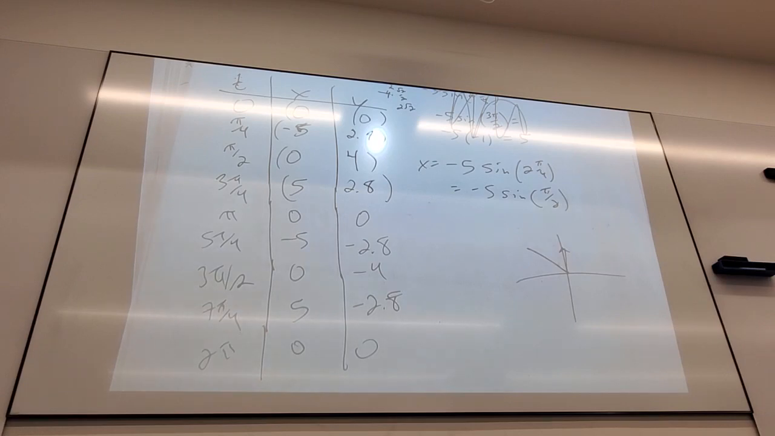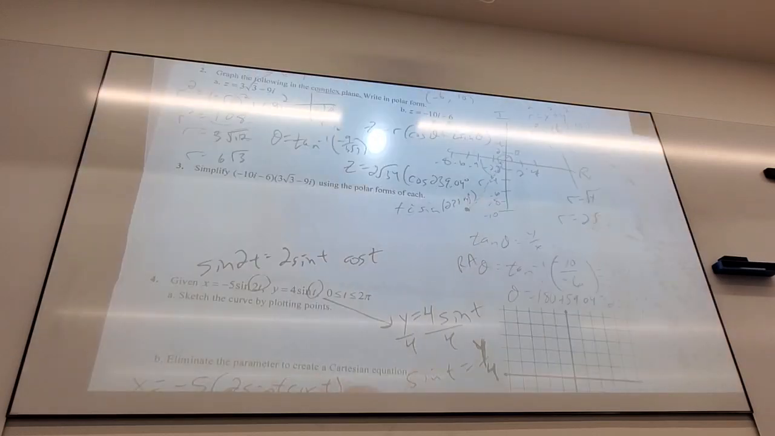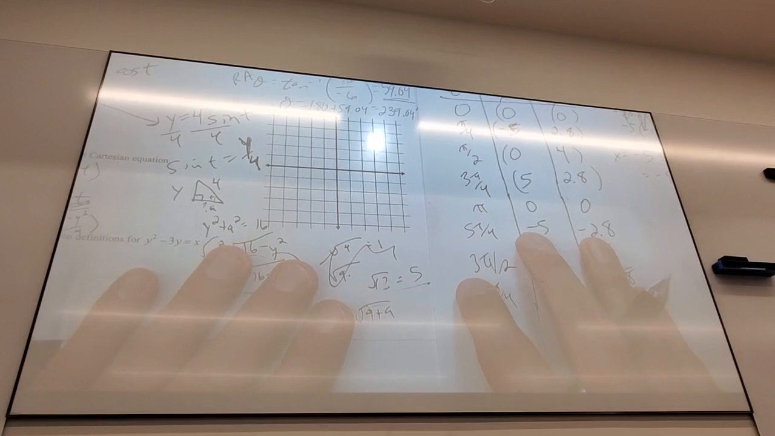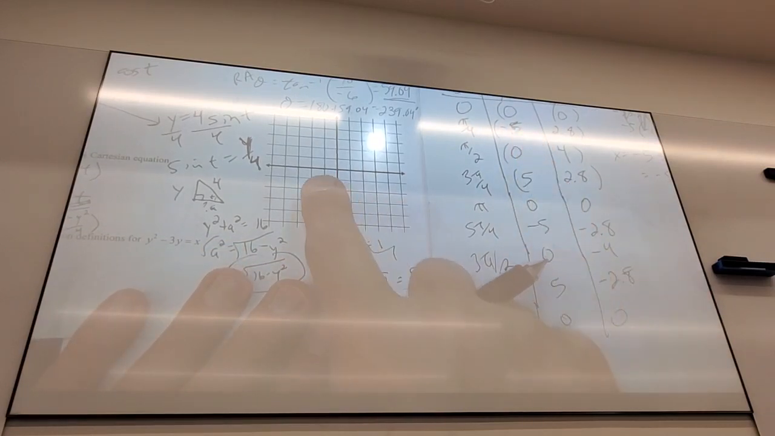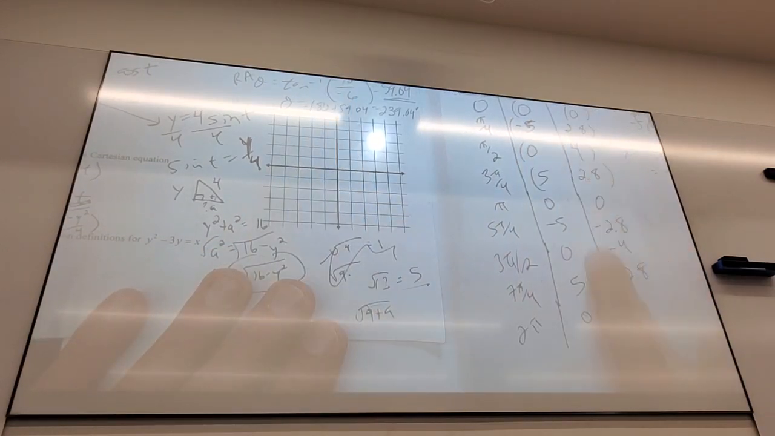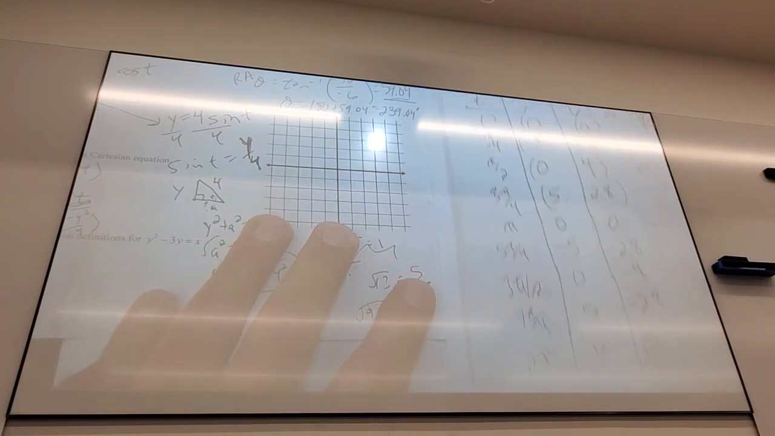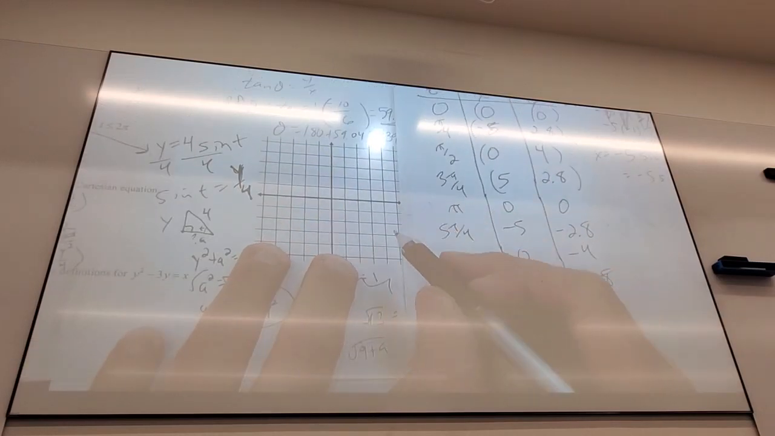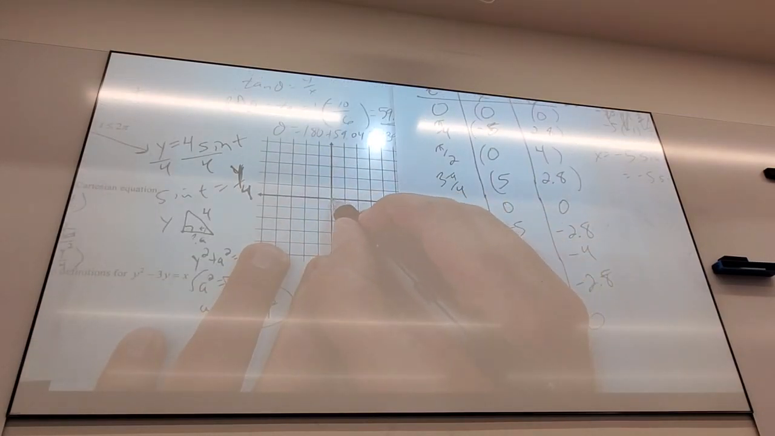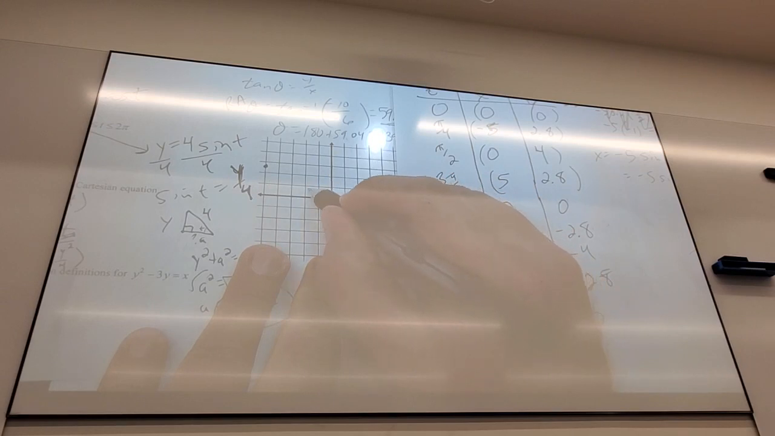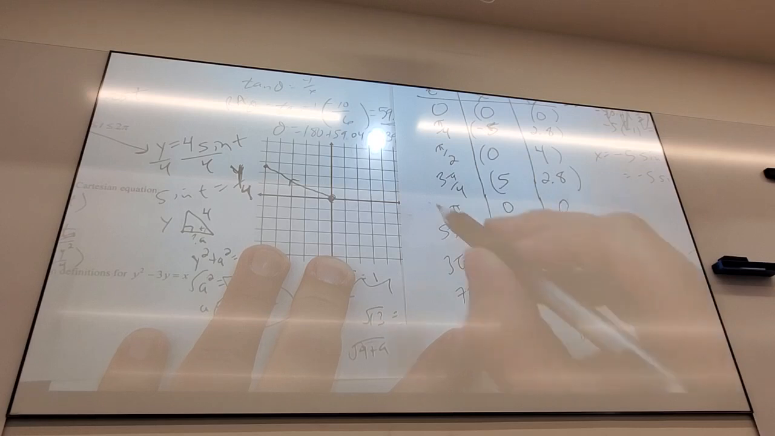So let me get a better graph here. Let's see if I can make this work. Yes. So it looks like I can use negative 5 to 5. I don't have anything bigger than 5 or negative 5 yet, so I don't have to make a special scale for this. I can just use negative 5 to 5. So then I just start plotting. 0, 0, negative 5, 2.8. So we've got to connect these. It shouldn't be a really straight line, but that's okay. 0, 4.